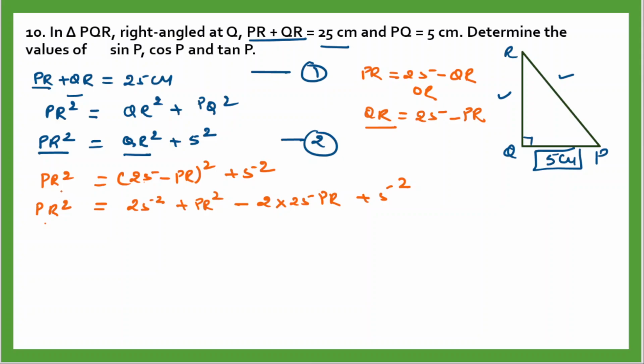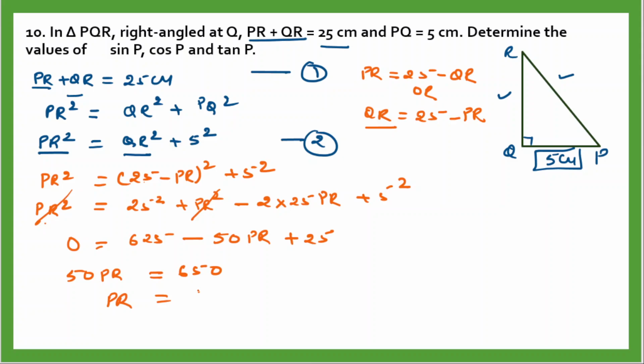PR this side, PR this side, so it is cancelled out. So 0 is equal to 625 minus what is this? It is 50 PR plus what is 5 square? Your 5 square is 25. So you can write 50 PR is equal to 650. So what is your PR? Your PR is 650 divided by 50, so you will get it as 13.